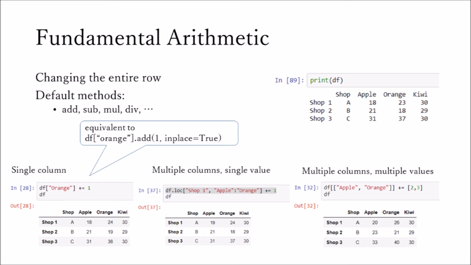When we want to do column-specific operation, then we can pass a list of values instead of a single value. As shown in the bottom right example, we can pass the list containing two elements, 2 and 3, and Pandas will match it automatically to the operation along column apple and orange, and add 2 and 3 accordingly.